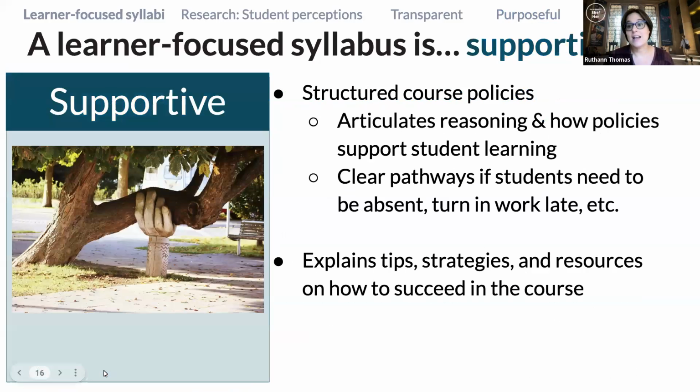The final key element of a learner-centered syllabus is support. Here, it involves articulating reasoning for course policies to help students recognize when policies are designed to support their learning and to provide some insight into the instructor's perspective. Moreover, providing clear pathways if students need to be absent, turn in work late, leave class early, etc., lowers barriers for students to reach out and get the support they need when unforeseen circumstances arise.